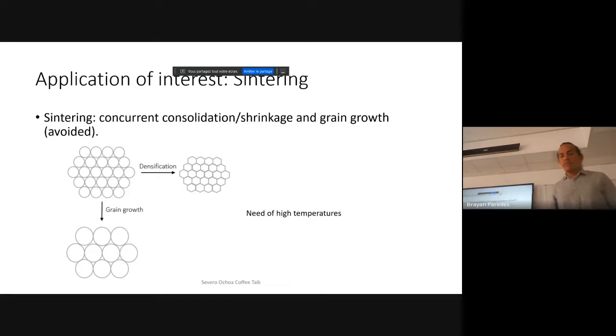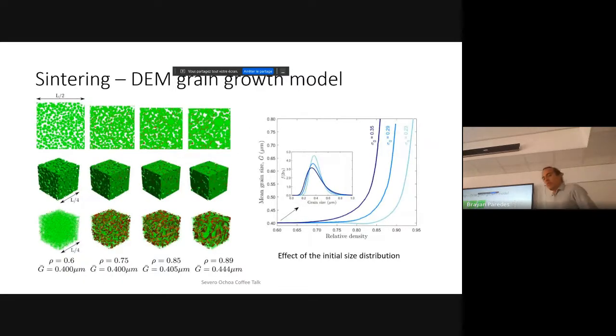So in the first years of my PhD, I concentrated on developing a model of grain growth, because it's very common to find in the literature DEM models for powder densification, but not yet for grain growth. So the idea was to create a DEM model that includes the grain growth model and, in parallel, simulates the densification of the powder. We follow the increase of density, and also the increase of the grain size. So we are able, at the particle level, to simulate the grain growth that we have during sintering.